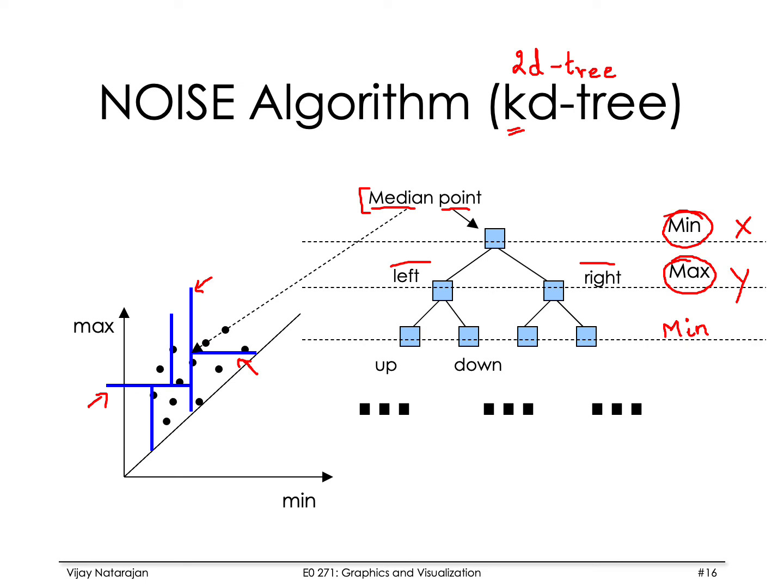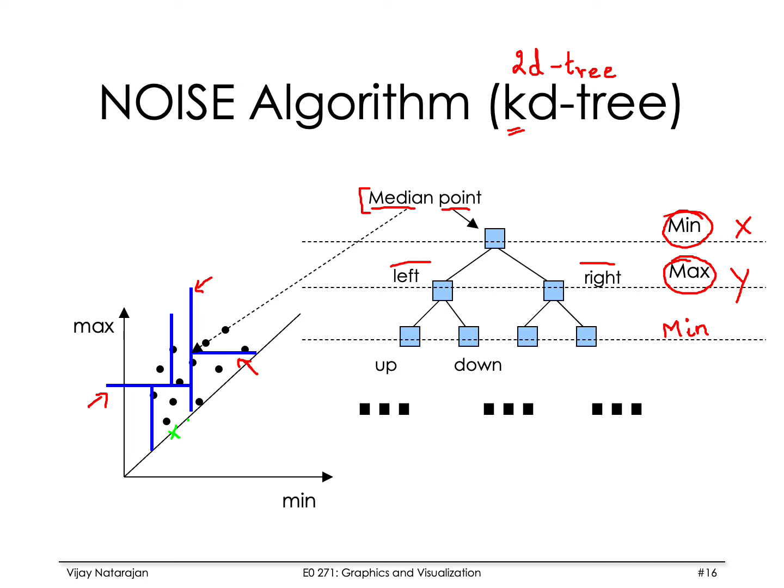So this means that, this is min, shown using the red arrow. My ISO value is less than this min. So it lies somewhere here, right?